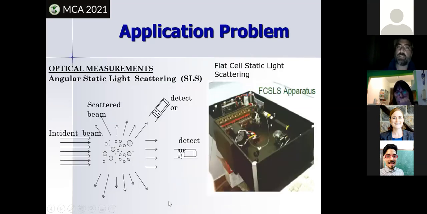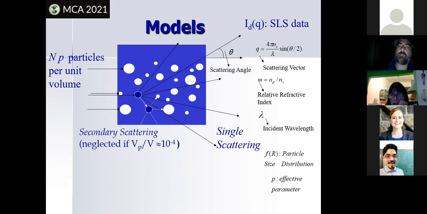But first, I show you some of the experimental equipment we have in INTEMA, the flat cell static light scattering on the right, and a brief scheme on the left, where you can see how the light scattering can be understood. An incident laser beam goes through the particle system, and at different angles, we have detectors which record the intensity. So we have many models, but I'm just going to show you a little bit, because the presentation is long.